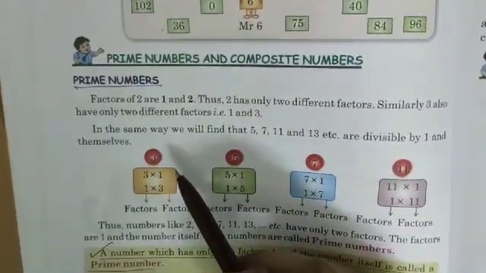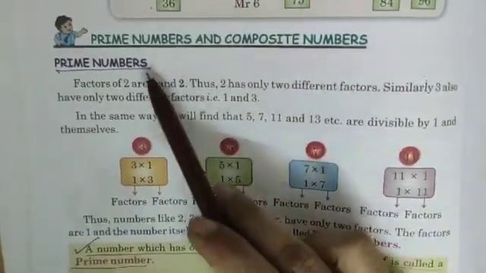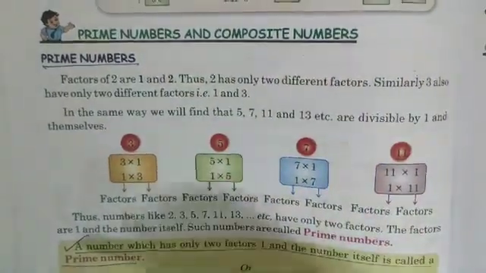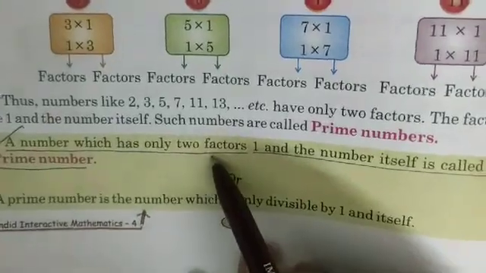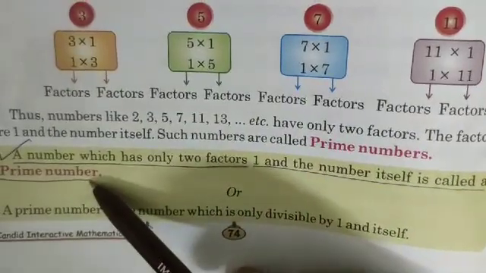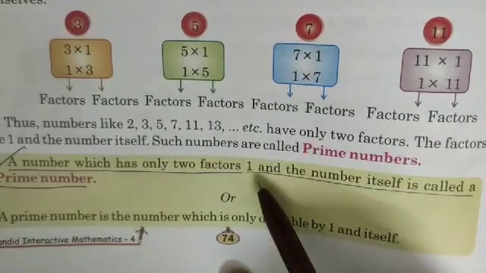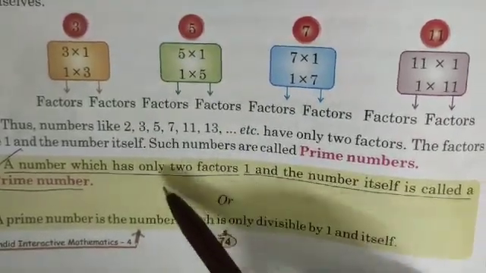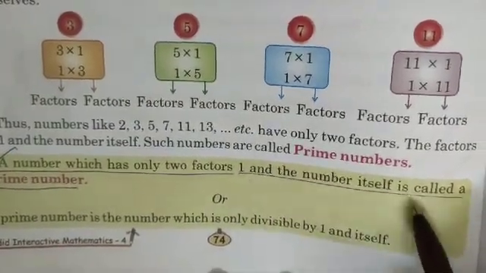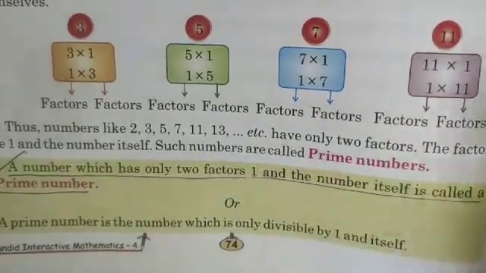So today we will start with the new topic, that is prime numbers and composite numbers. First of all I'll explain what are prime numbers. A number which has only two factors, that is 1 and the number itself, is called a prime number. Clear? I'll give you one example.